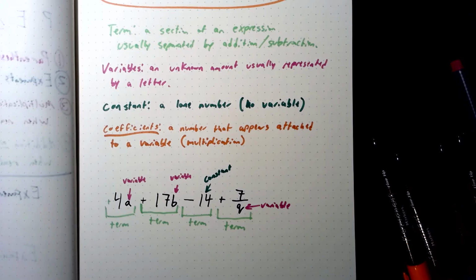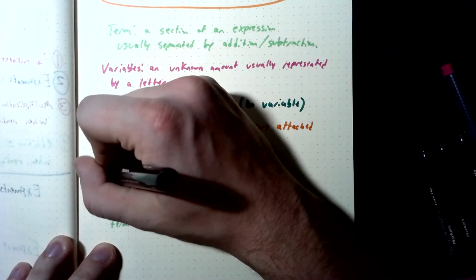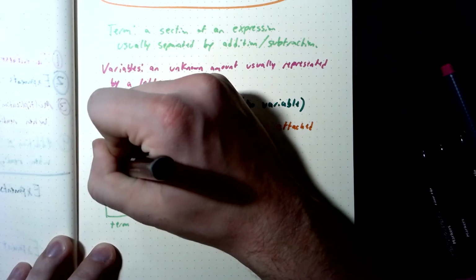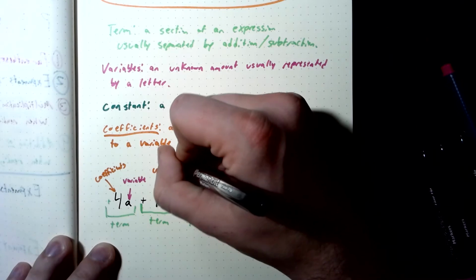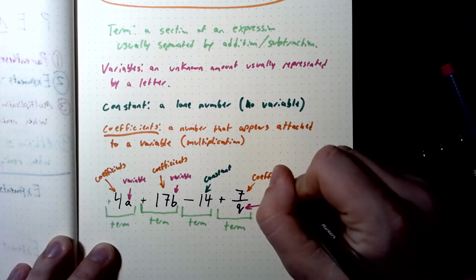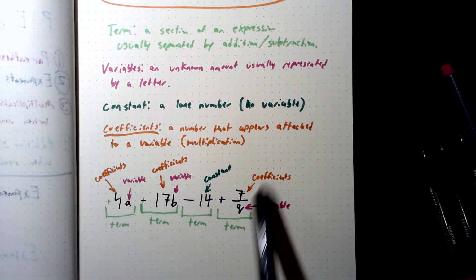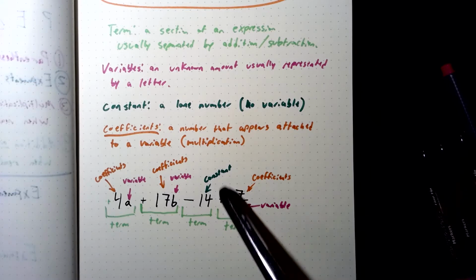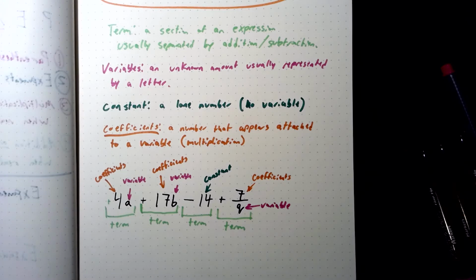And then we have our coefficients. One, 2, and a third one here. So there we go. These would all be my coefficients. This 14 would be my lone constant. And we have 3 variables and 4 terms.